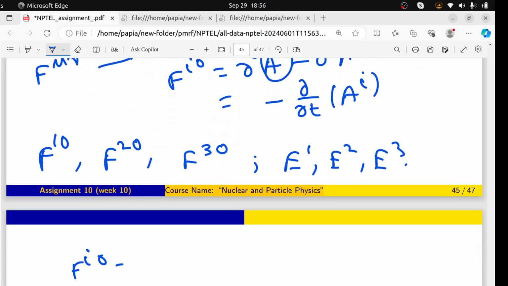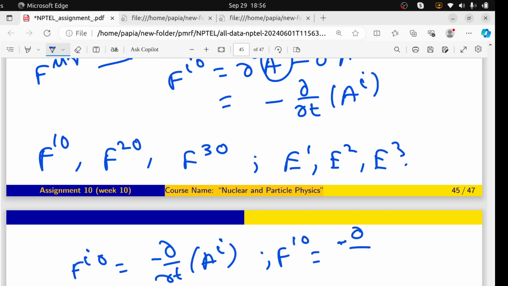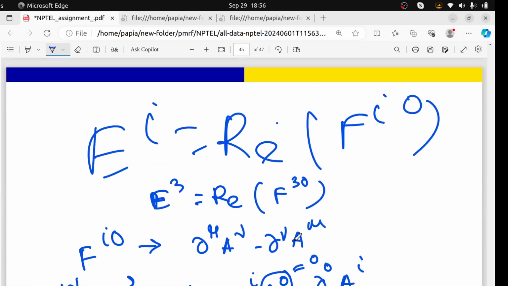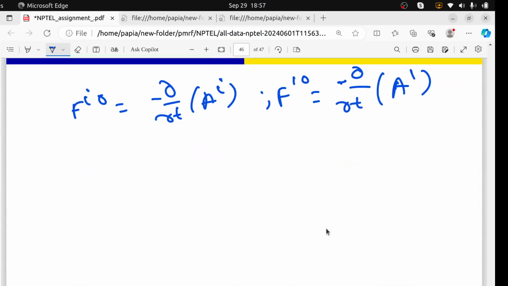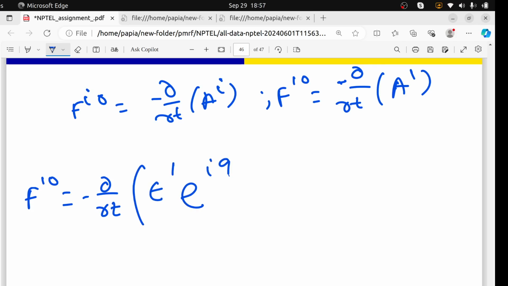So i0 is minus del t of a i. So let me write here F10, so minus del t of a1. Now a1 is what? A1, it's written here, is epsilon 1 e to the power i q dot x. So F10 is minus del t of epsilon 1 e to the power i q dot x.